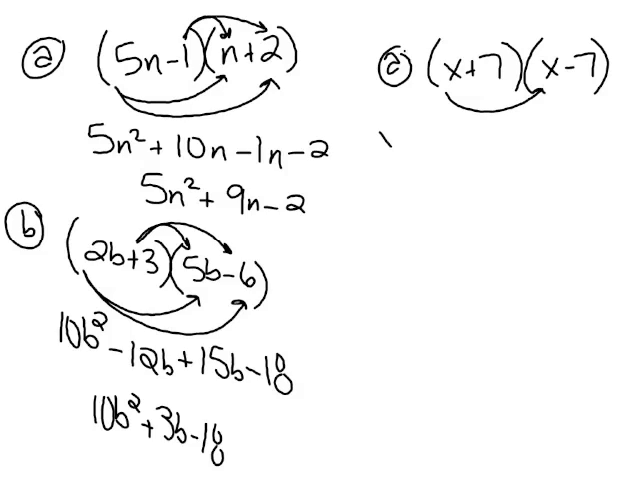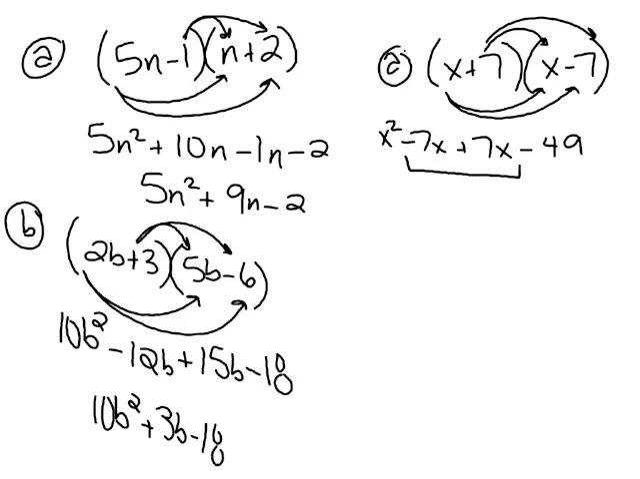X first, squared: x squared. Negative 7x, plus 7x, minus 49. So the trick about a conjugate is that these two middle terms will always cancel out, leaving x squared minus 49. A positive 7x and a negative 7x will be 0. So I can skip those middle steps if I want to. You don't have to; you'll get the same answer.